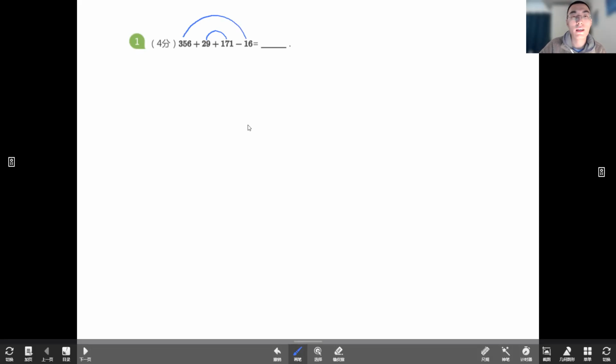Okay, so we have these pairs. They're good number pairs because 29 plus 171 gives us a really nice and neat number, which is 200. I'll write it over here. 171 plus 29 equals 200. And then 356 minus 16 equals 340. Because we're doing addition, we will be adding these two numbers together. So it's 200 plus 340, which is 540. So the answer for this question is 540.